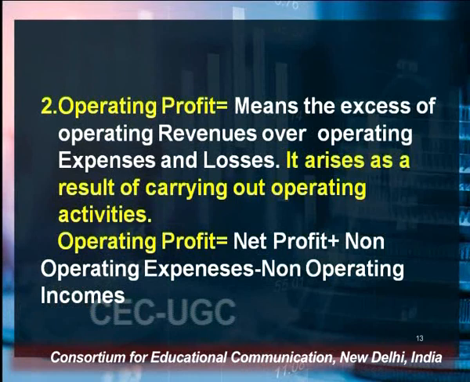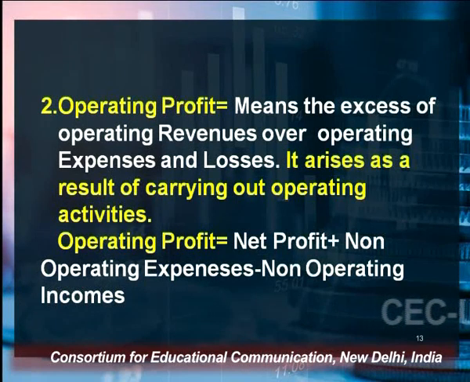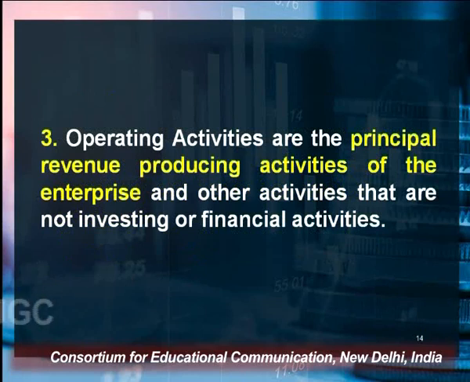This operating profit means the excess of operating revenue over operating expenses and losses. It arises as a result of carrying out operating activities. What are operating activities? Operating activities are the principal revenue producing activities of the enterprise, other than investing and financial activities. These are the main principal revenue producing activities out of which the firm earns the revenue.